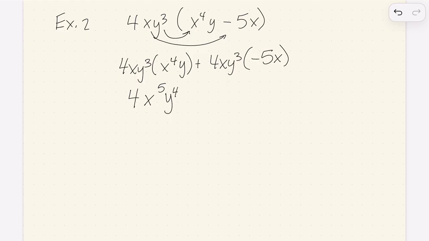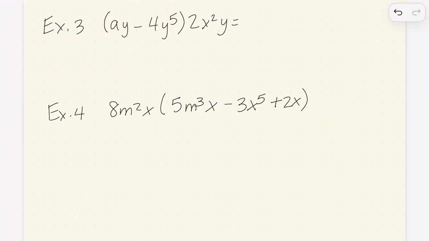We have positive times a negative, so this will be minus. 4 times 5 is 20. X times x is x squared, and then we have y cubed. So our answer is 4x to the 5th, y to the 4th, minus 20, x squared, y cubed.